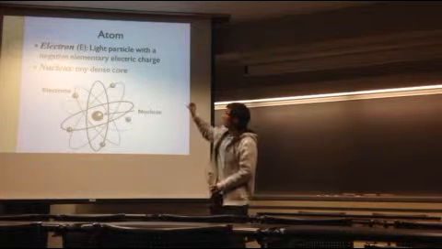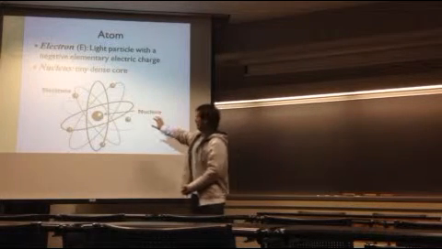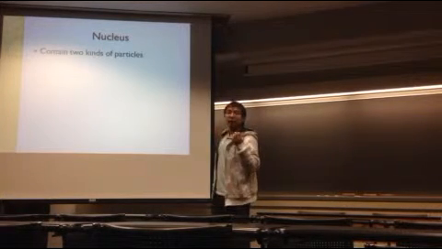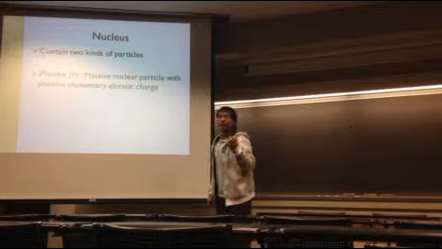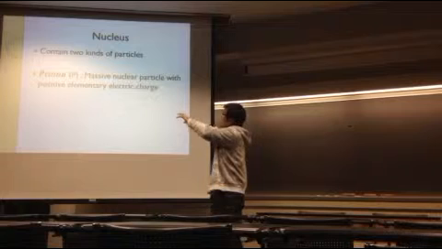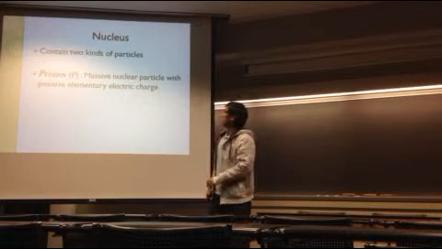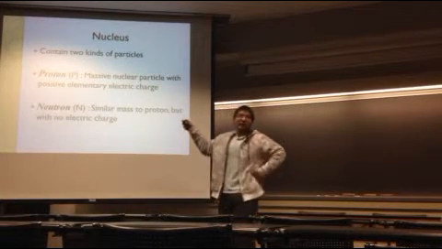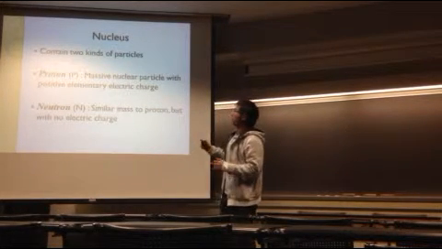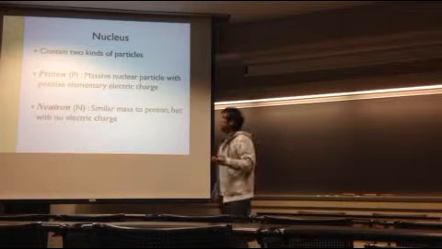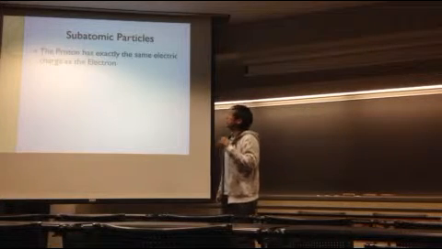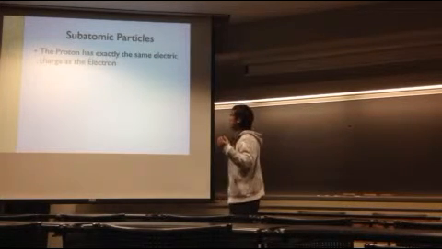You see there, the electron is actually a particle, but the nucleus is not actually a particle. The nucleus actually contains two kinds of particles, the proton and the neutron. The proton is a massive nuclear particle with positive elementary electric charge. And the neutron, as you know from the name, is of course electrically neutral. But it has also the similar mass to the proton, which means it's massive. Okay, we have introduced three kinds of particles inside an atom: the proton, the electron, and the neutron.